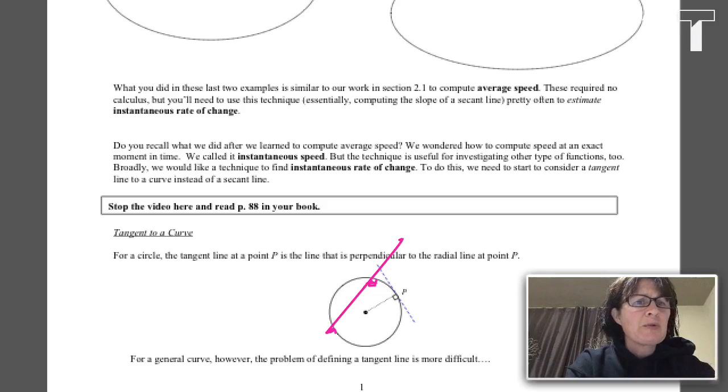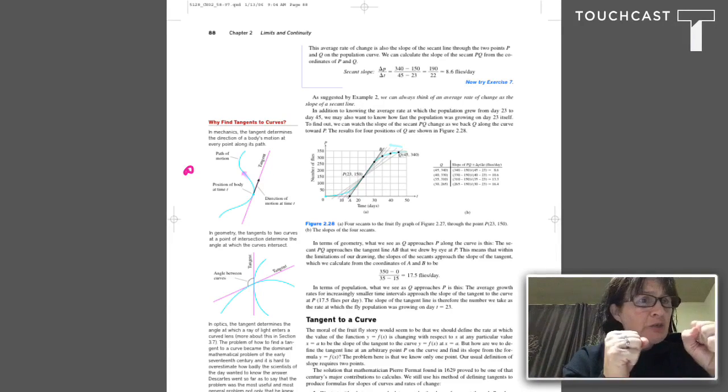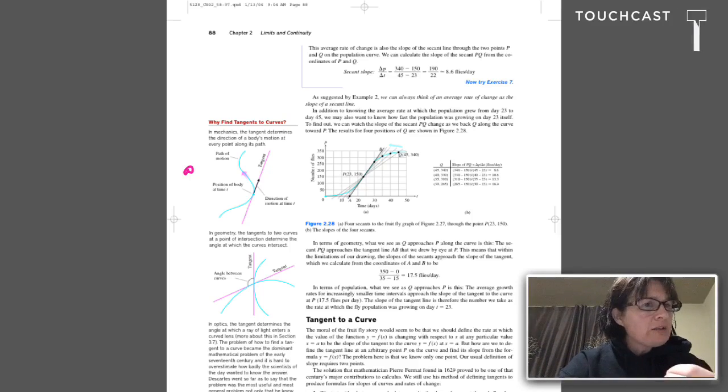So look at this page in your book. I'm on page 88 in your book. I want to look at this picture right here. Now, a secant line is easy enough to explain. Find any 2 points on the curve and connect them. That's a secant to the curve, but it takes 2 points. A tangent line is harder to describe, especially until you know more calculus.